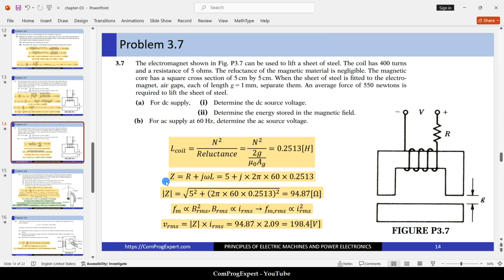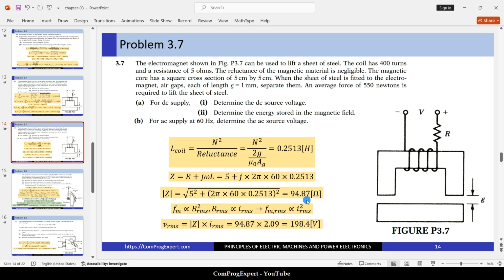What is the value of the coil impedance? R plus j omega L. R is 5, j 2 times pi times 60 hertz, the frequency of the supply, times the coil inductance. The amplitude of the impedance is equal to 94.8.